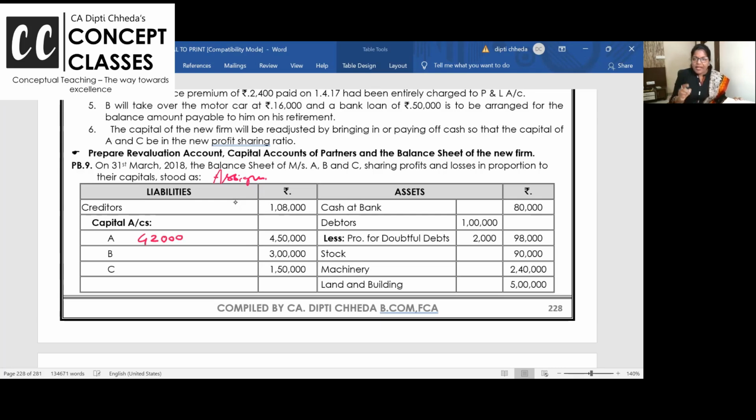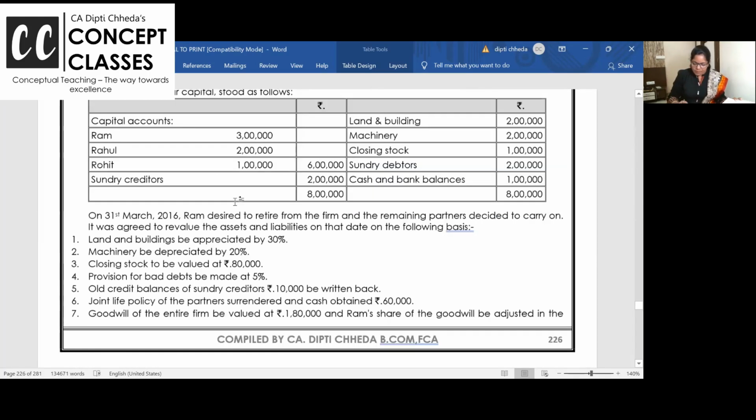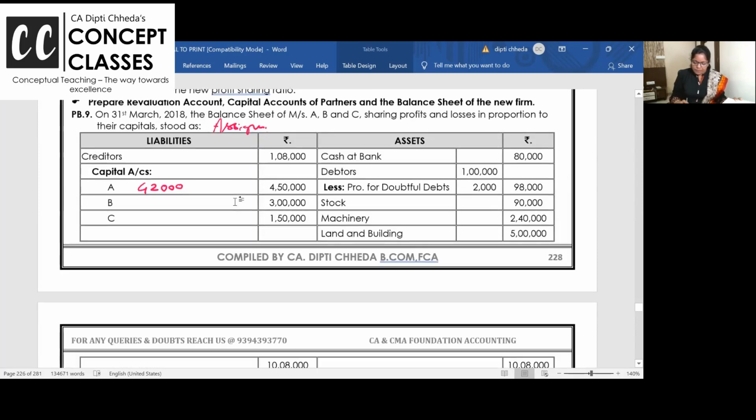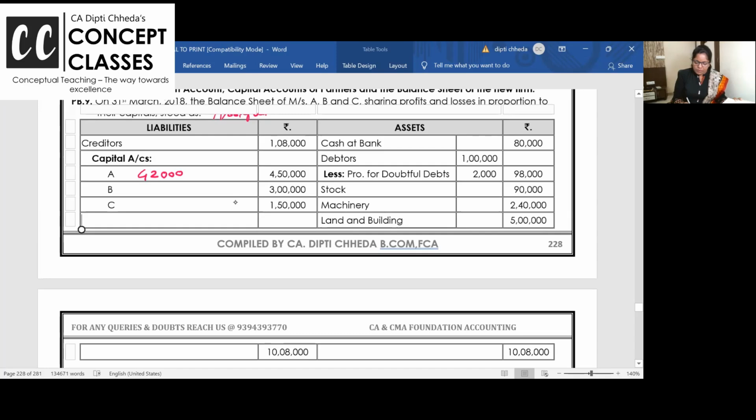For the ninth problem, write and keep the answer. Closing capital of A is 42,000. I will just say once. Write it with a pen near the ninth problem. How much are you paying to B? 32,000 to B's loan account. C, 1,40,000.